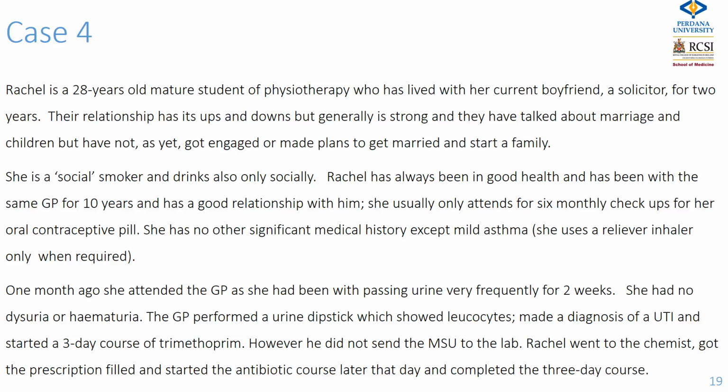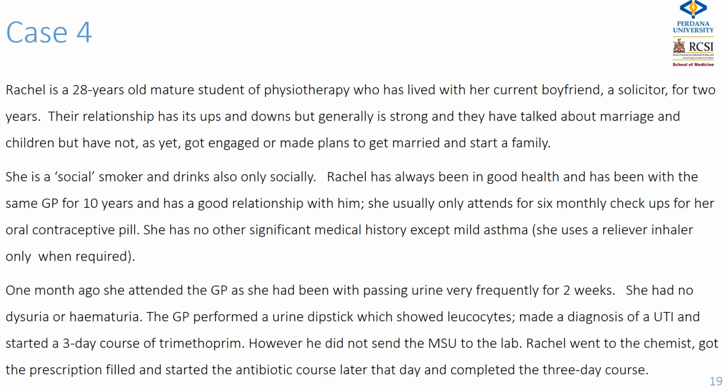She has a good relationship with the doctor, but she sees him seldom, usually only every 6 months, for checkups for her oral contraceptive pill. She has no other significant medical history except for mild asthma, but only needs to use a reliever inhaler occasionally. A month ago, she attended a GP. She'd been passing urine frequently for about 2 weeks. She had no dysuria or hematuria. GP performed a urine dipstick which showed leukocytes. A diagnosis of UTI was made and she was started on a 3-day course of trimethoprim.